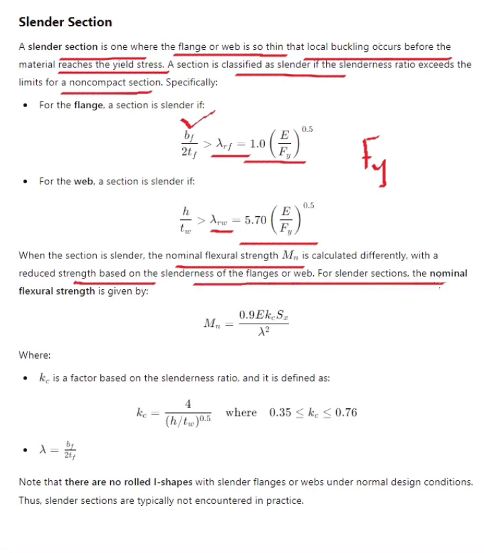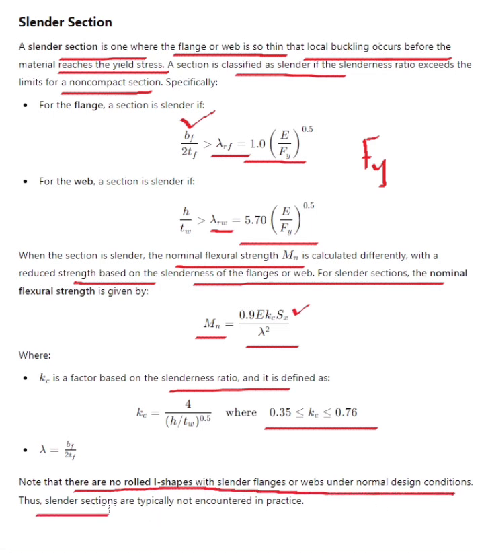For slender sections, the nominal flexural strength is given as 0.9 times E Kc Sx over lambda squared. Kc is based on the slenderness ratio, 4 over the square root of h over tw, where Kc will be in the range of 0.35 to 0.76. Note there are no rolled shapes with slender flanges or webs under normal design conditions. So if you are going for rolled shapes, slender sections are not typically encountered in practice.